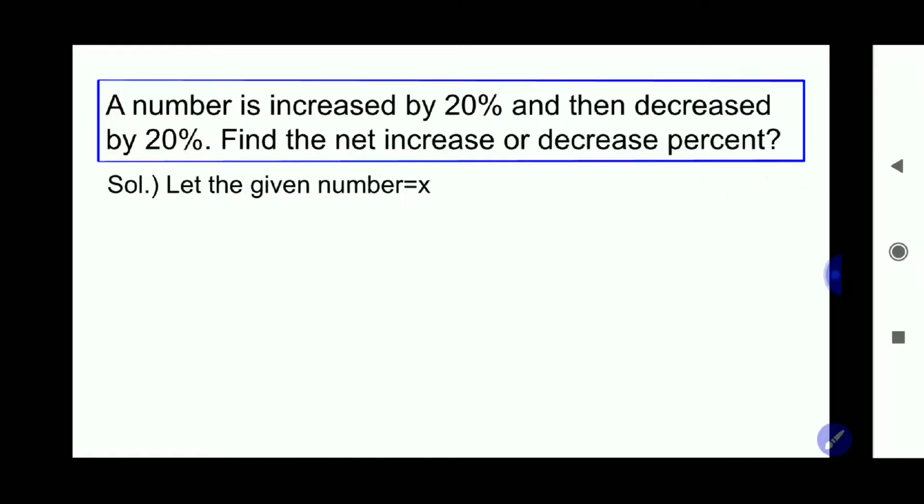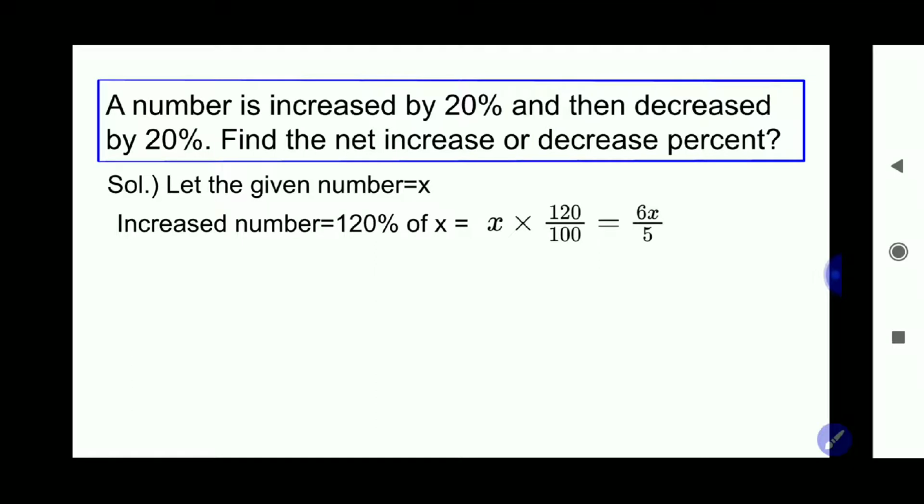Let the given number be x. Now it is increased by 20%. So the increased number is equal to 120% of x. It becomes x into 120 by 100. So it is 6x by 5.